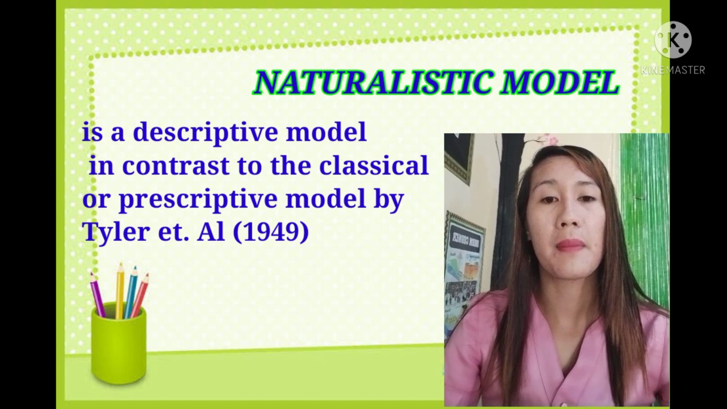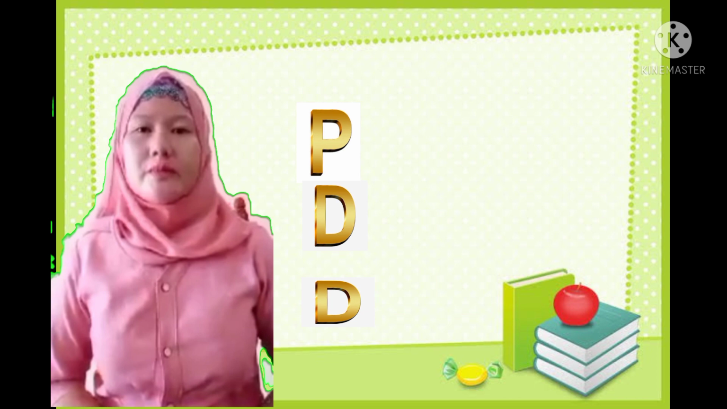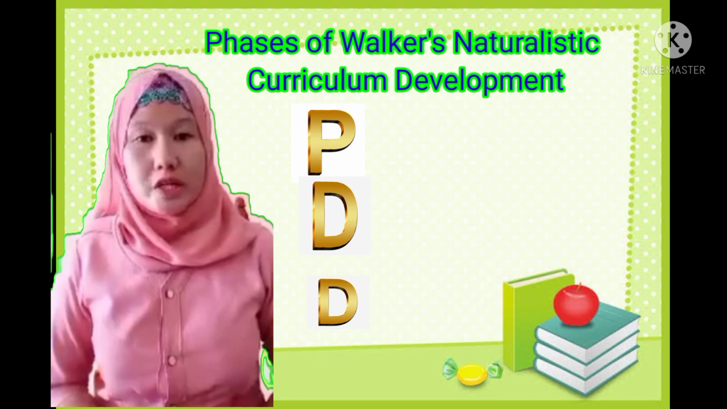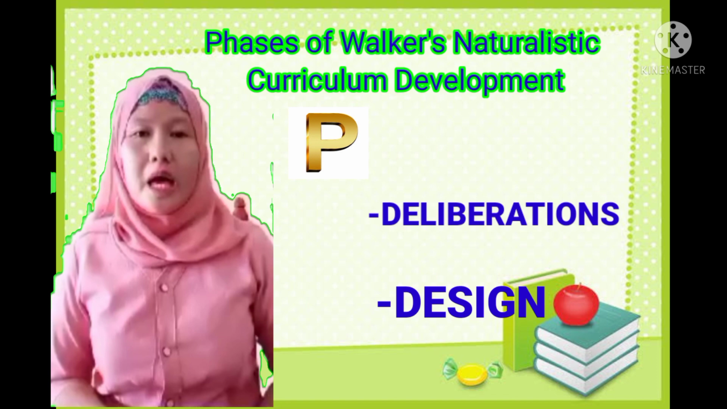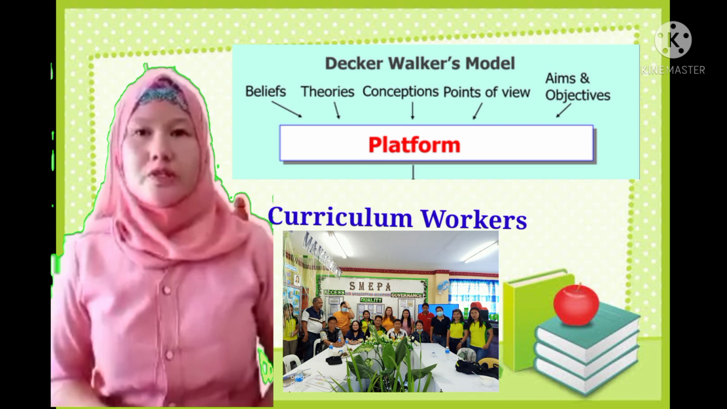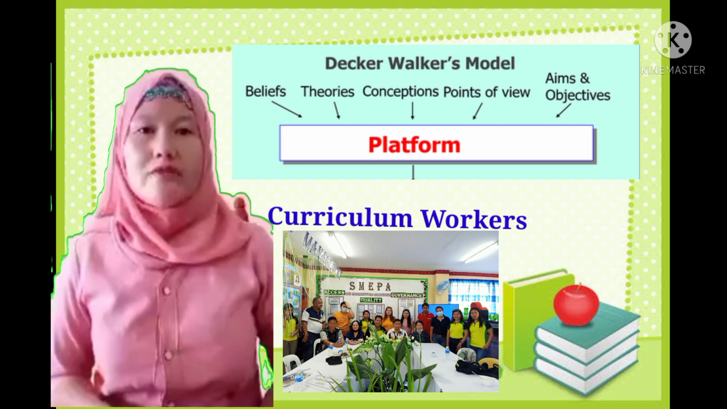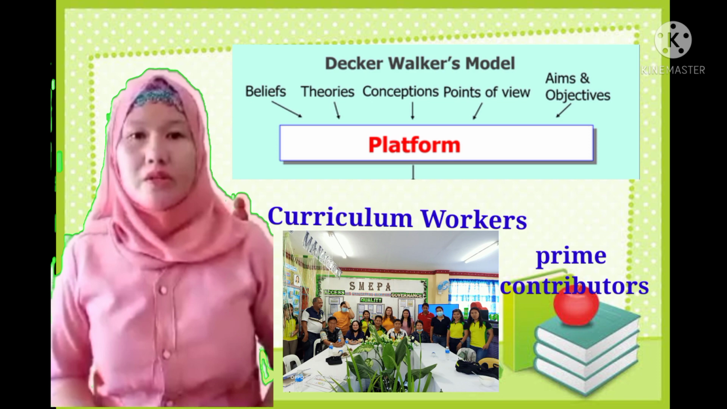Use the acronym PDD to easily remember the phases of the naturalistic model identified by Decker F. Walker, which he termed P for platform, D for deliberations, and another D for design. P for platform. In the platform phase, Walker suggested that curriculum workers bring with them their individual beliefs, preferences, points of view, knowledge, and values. They have their own ideas on how to do their tasks and are prepared to discuss and argue about them.